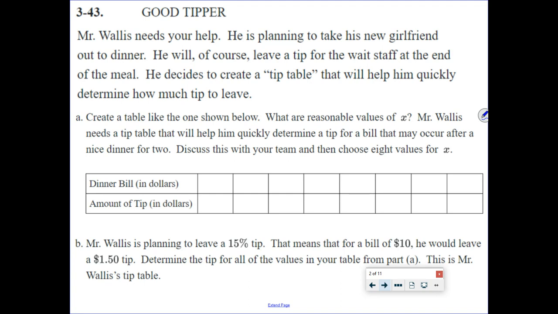Mr. Wallace needs a tip table that will help him quickly determine a tip for a bill that may occur after a nice dinner for two. Discuss with your team, what do you think? We come up with 8 values for this. So I want you to think about the possible values. What numbers could I possibly use that would be reasonable here for leaving a tip?